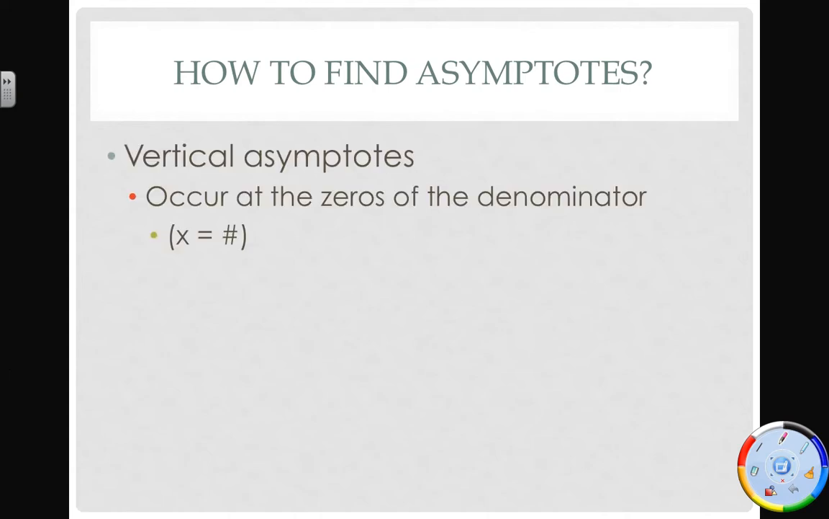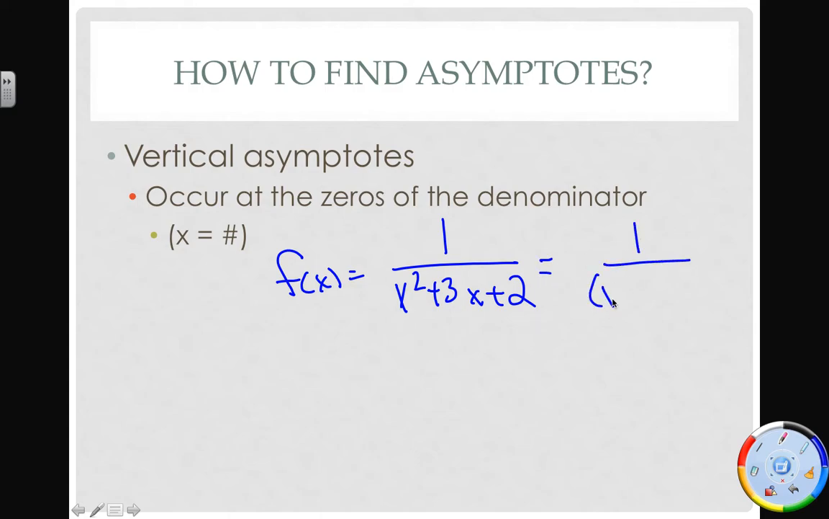Okay, vertical asymptotes are the easiest ones. Vertical asymptotes occur when you get zeros in the denominator. So if I gave us a function like f of x equals 1 over x squared plus 3x plus 2, I need to figure out where this denominator goes to 0, so I need to factor it. That should always be your first thought when you look at rational functions. This factors to x plus 2, x plus 1. That means I have vertical asymptotes at x equals negative 2 and x equals negative 1.